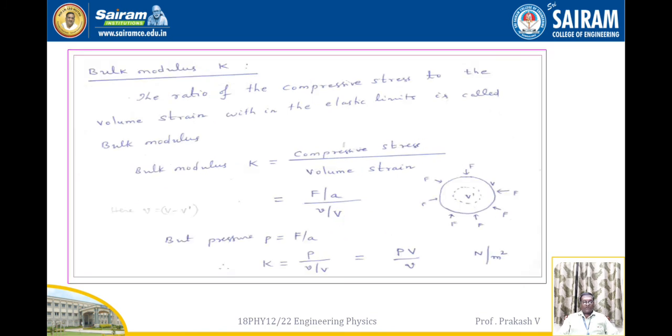Next, bulk modulus denoted by the symbol K. The ratio of the compressive stress to the volume strain within the elastic limits is called bulk modulus. Bulk modulus is equal to compressive stress by volume strain, that is K is equal to F by A divided by v by V. Here small v is the change in volume, capital V is the original volume, and the corresponding pressure is equal to F by A. So finally the bulk modulus K is equal to PV by small v, so many Newton per meter square.